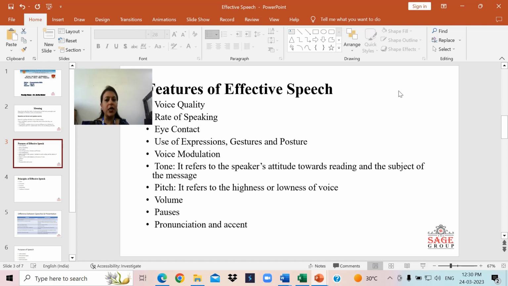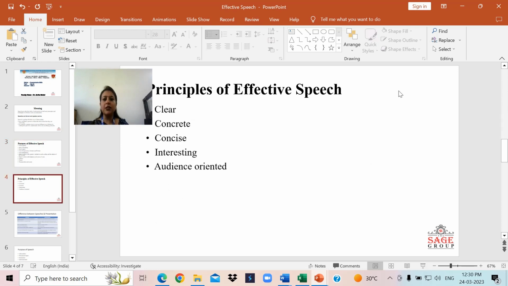So these are the various features of making your speech effective. Now, there are certain principles also, as we are saying that speeches are formal. So, there are certain principles to make your speech effective. Among them, the first one is clarity.